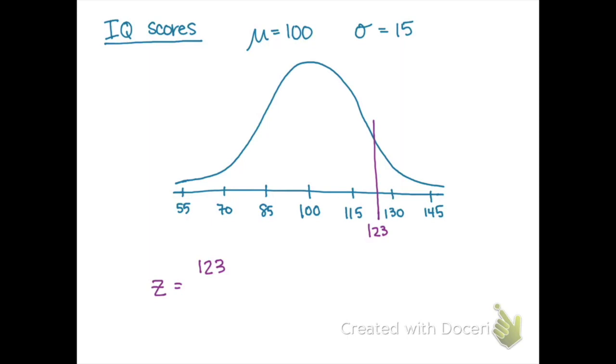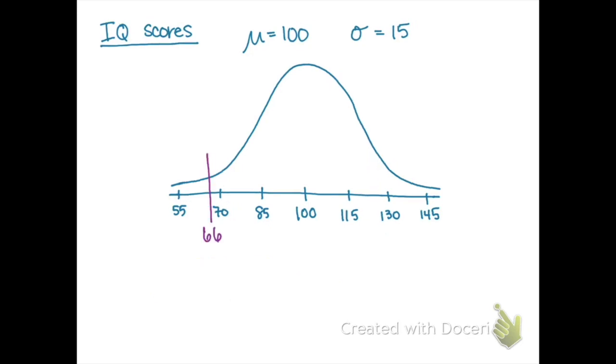To find the z-score for 123, we take 123 and subtract the mean value. This will tell us how far we are from the mean. But then we need to divide by the standard deviation of 15. And now this will tell us exactly how many standard deviations this data value lies from the mean. This z-score is approximately 1.53. Please round z-scores to 2 decimal places.